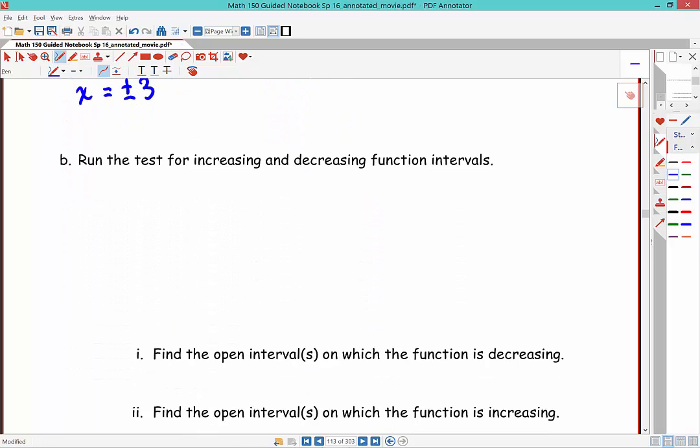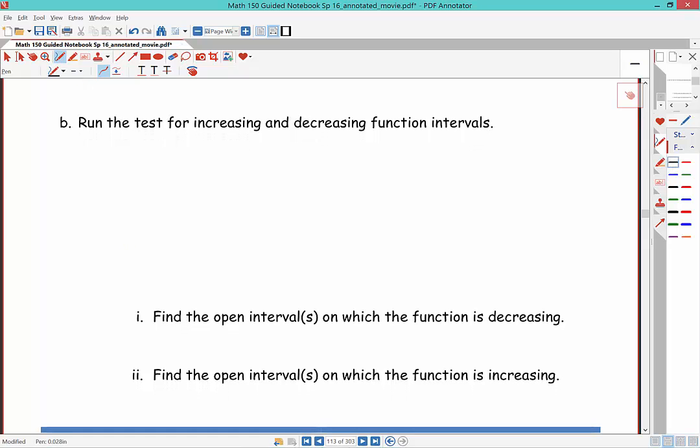You need to show me how you're running the test. The way you show me is you make yourself a number line. You show how it's divided up by your critical numbers. You would also include any values where there would be discontinuities or vertical asymptotes, any kind of stuff like that where the function doesn't exist. So any domain restrictions would be included on the number line.